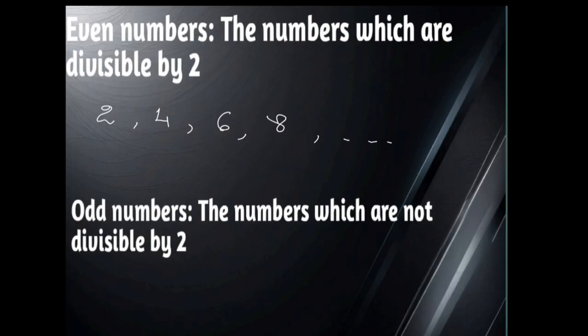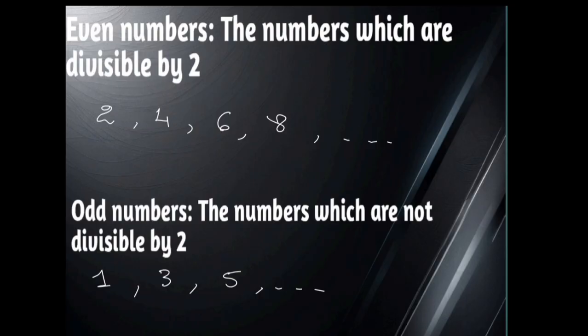Odd numbers are the numbers which are not divisible by 2, which means the numbers which cannot be divided by 2, that we call odd numbers. For example, 1, 3, 5, etc. These numbers are called odd numbers.